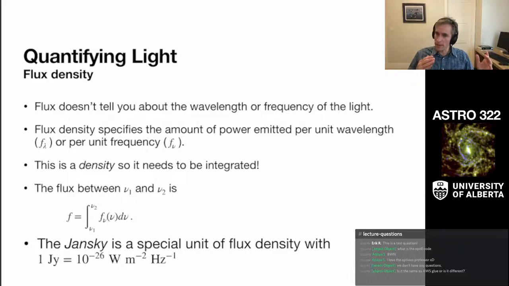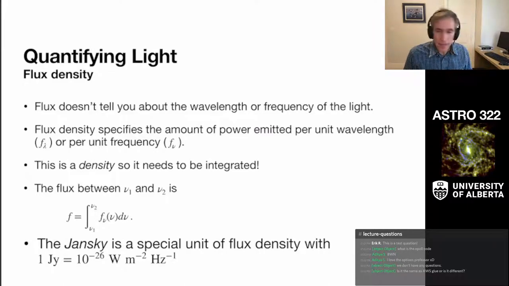Because wavelength and frequency increase in opposite directions across the electromagnetic spectrum, it matters whether you care that something is per unit wavelength or per unit frequency. So we have to be very careful about what this density is in terms of. And this is very much a density. You know what a mass density is, and you may have worked with energy densities. This is basically a power density per unit wavelength that's coming in.